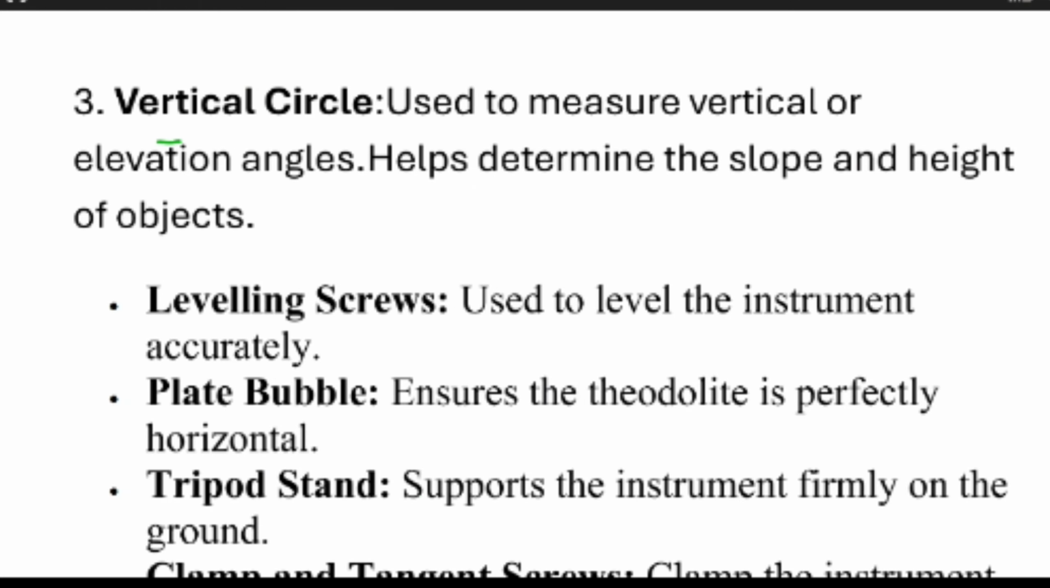The next one is the vertical circle. This vertical circle we can use to measure the angle in the vertical elevation direction, and also to determine the slope and height of an object. These are the three. If you want me to explain more, just tell me.